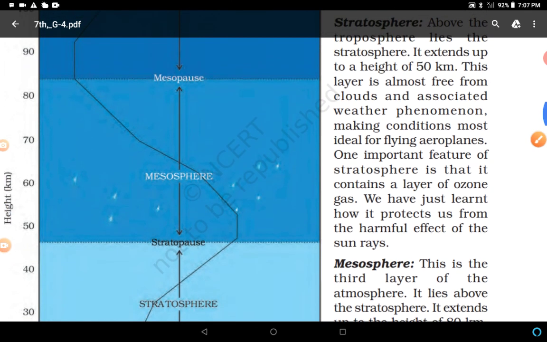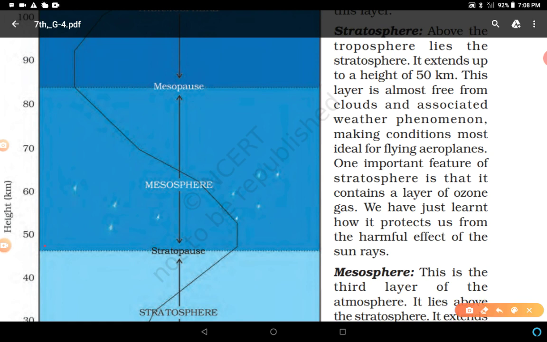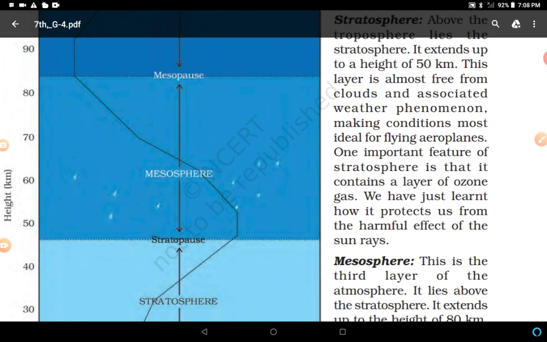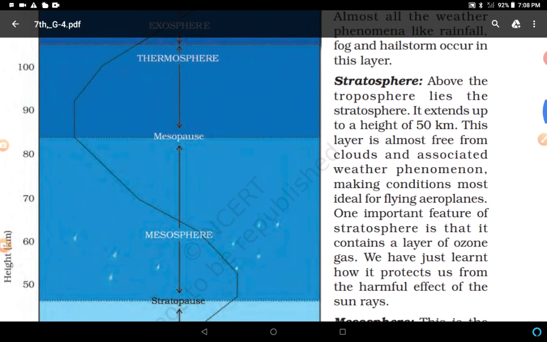For example, here you can see the mesosphere. Here the temperature might be 0 degree Celsius, and if we go up to the height of 80 kilometer, it can be minus 100 degrees Celsius. After that, the mesopause separates it from the upper layer, known as the thermosphere. Clear? So this is a transitional layer separating it from the next one, the thermosphere.